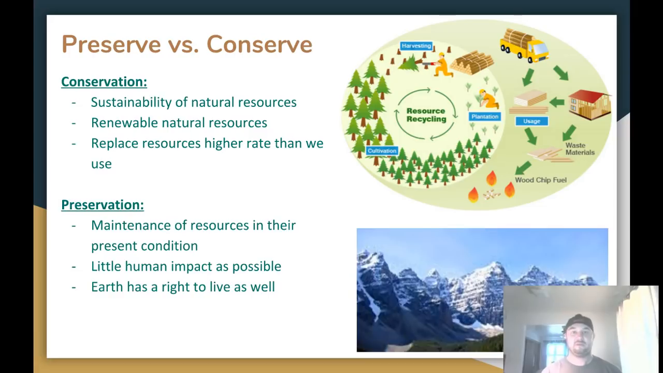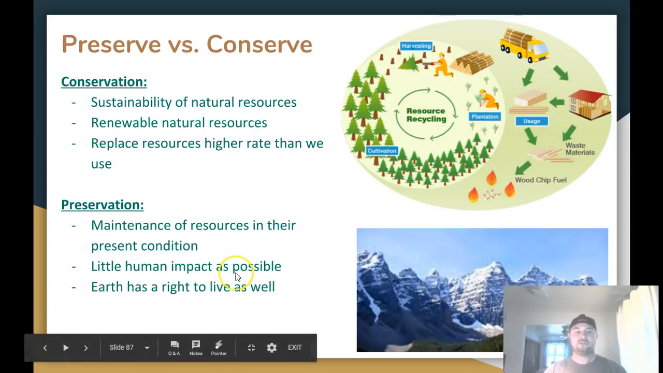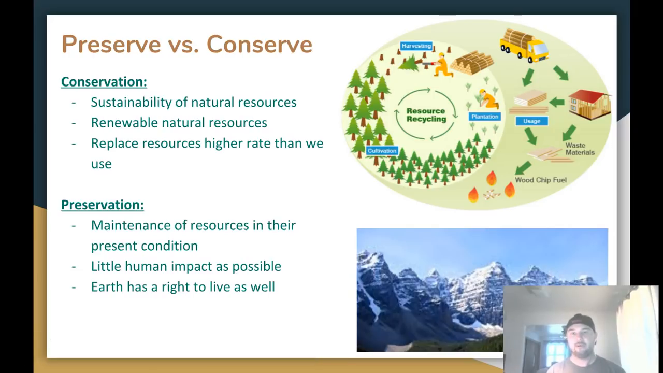Preserve basically simply means you're going to keep it the way it is. All right, pristine condition, you're not going to use it at all. Hands off, do not touch. So if you remember, preserve is you want to keep it in pristine condition. No one can touch it. No one can chop things down. Okay, as soon as you start chopping things down, if you replenish it, it's going to be conservation. If you don't replenish it, all right, it's not going to be either one of these. It's just not really sustainable.